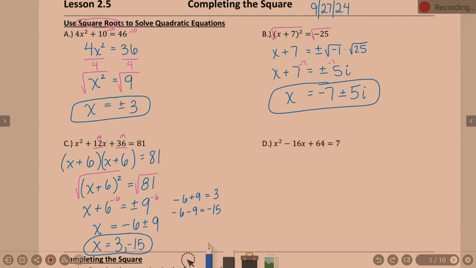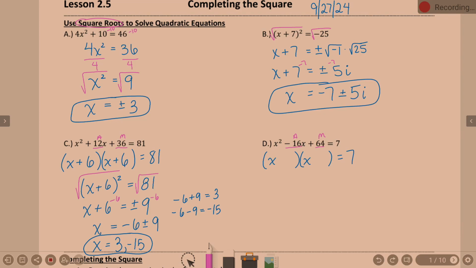D. x squared minus 16x plus 64 equals 7. What am I going to ask you to try and do? Factor. Okay. We're going to try and factor this left side, because since it tells me to use square roots, I know it probably does. So I'm going to put parentheses, and then it still equals 7. x squared breaks into x times x. What do I need this time? Minus.